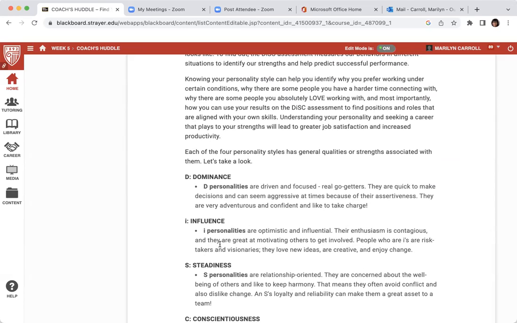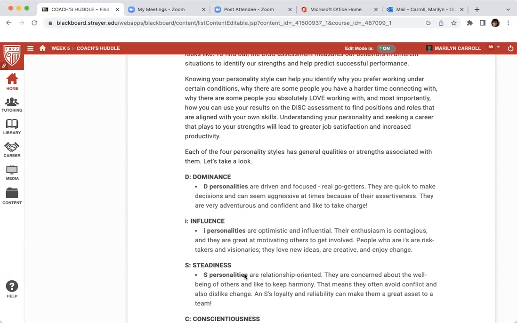Whereas the I personalities are optimistic and influential. Their enthusiasm is contagious, and they are great at motivating others to get involved. I's are risk takers and visionaries. They love new ideas and are creative and enjoy change. Any of these identify with you guys so far?